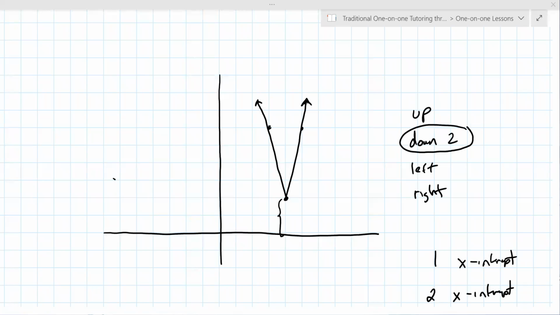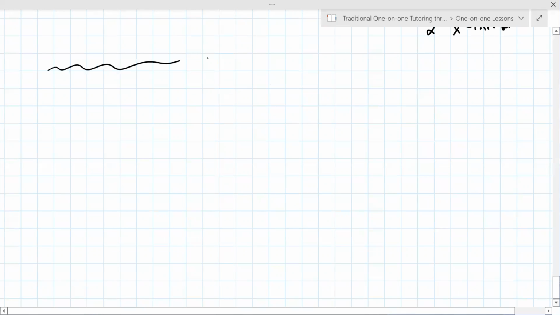Hey, Julia. So what we're trying to figure out here is what you would need to do to this function to have 1 x-intercept or 2 x-intercepts, and sometimes they give you more. They're not necessarily mechanical questions. They're more sort of understanding questions. So let's look at another one here.